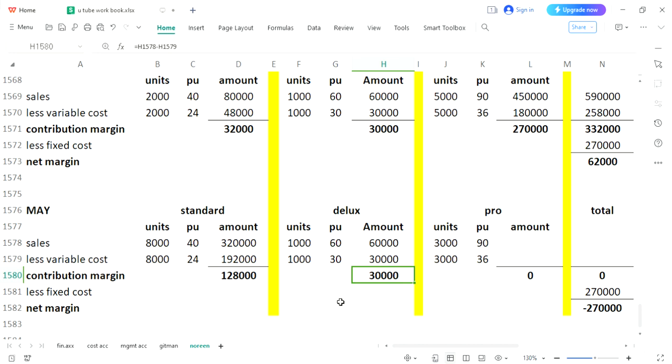Finally, contribution margin is automatically calculated, which is difference between variable cost and sales. Sale was 60,000, variable cost 30,000. So we have contribution margin 30,000 for deluxe in the month of May.